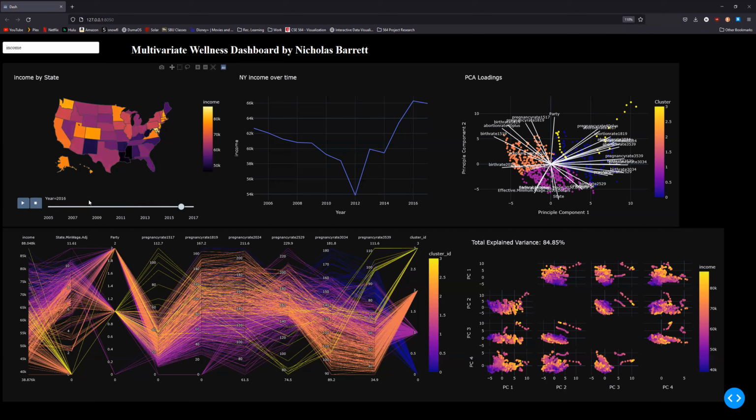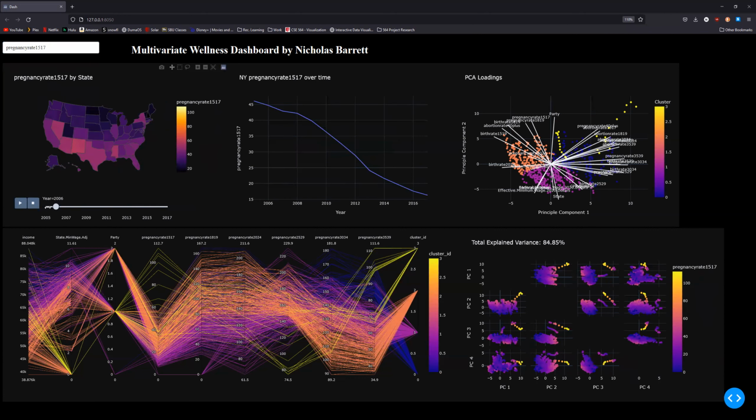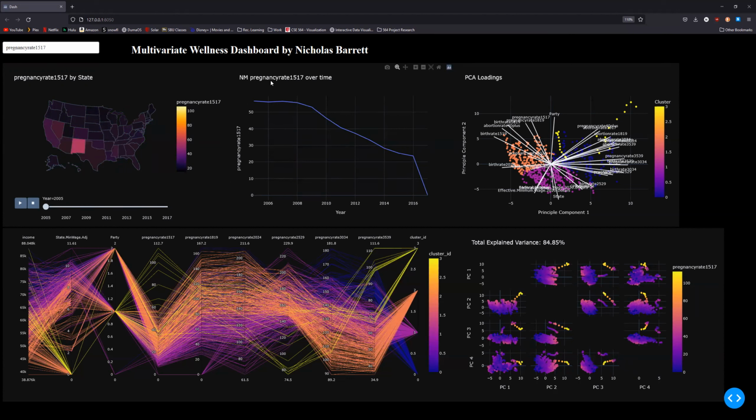And so this works. We could switch this to say pregnancy rate from ages 15 to 17, and we could see that this moves on. We could see a general trend that the South has a much higher pregnancy rate, especially New Mexico, it looks like. And so from here, we can then also select a state for this dimension, and then we can check our line graph right next to it to see how New Mexico's pregnancy rate 15 to 17 does over time. So we just take the information from that animation and show it here.